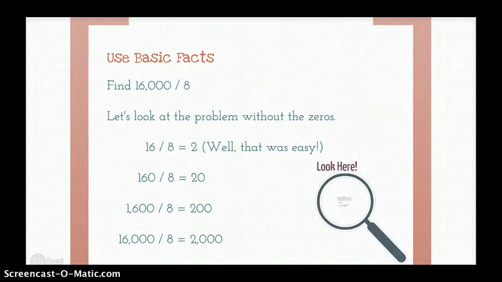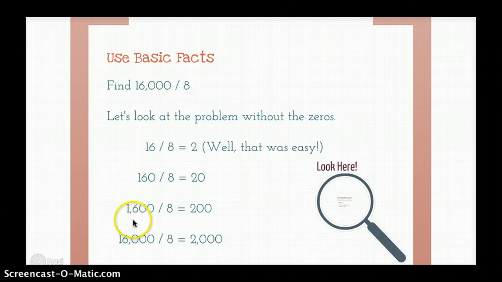Okay, so another way is you can use basic facts. If we have the problem 16,000 divided by 8, we can first look at the problem without zeros. We can ignore those zeros. So let's just look at 16 divided by 8. Well, we know that's 2. So then you can look at that pattern again. What if it was 160 divided by 8? Well, then we can just ignore that 0 for a second. 16 divided by 8 is 2, and we can put that 0 back on at the end, just like you did when you were multiplying with numbers of 10 or 100.